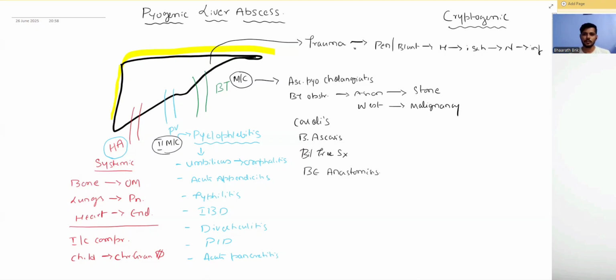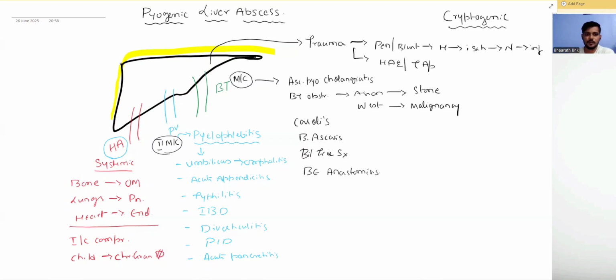Or it could be iatrogenic trauma, like hepatic artery embolization or thermal ablative procedures. When these are done, the hepatic parenchyma is necrosed at that area, and that would be the cause for the liver abscess. And then there would be a direct spread.